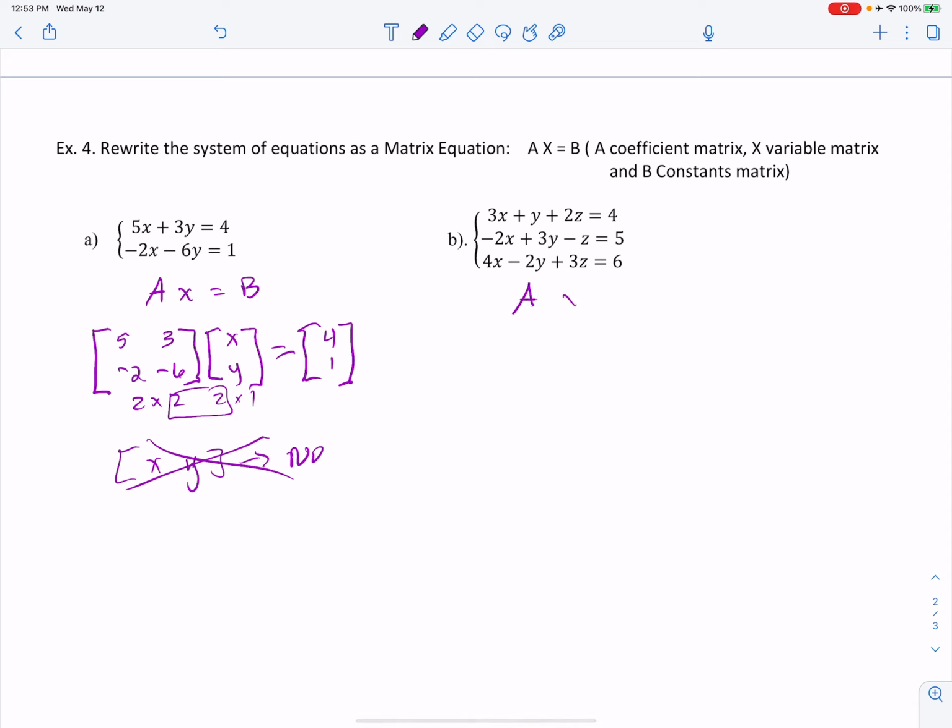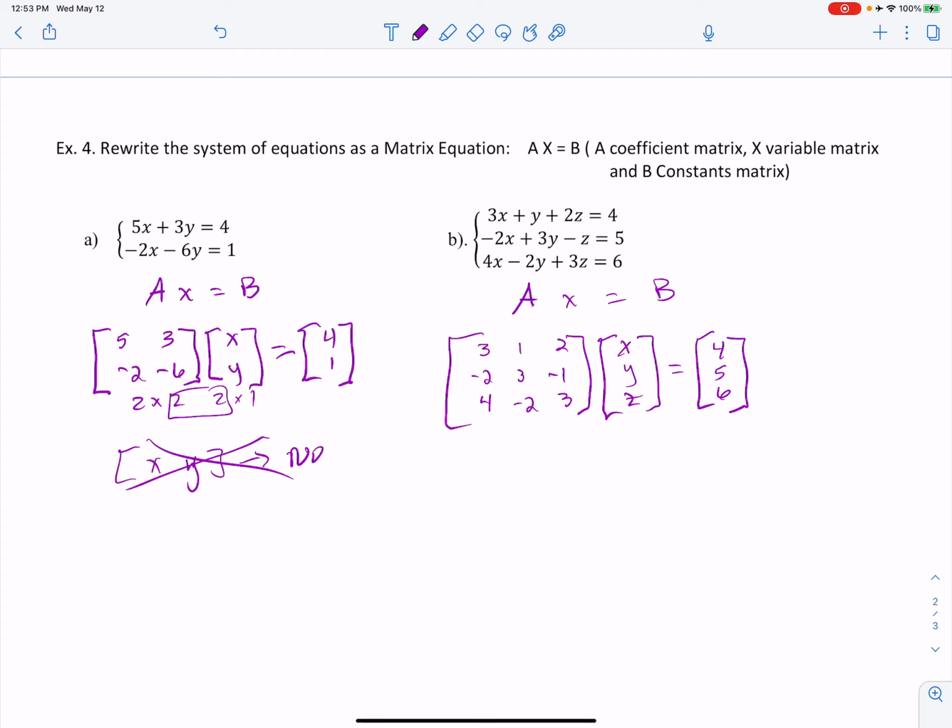If we do a 3 by 3, it looks pretty similar. The coefficient matrix, here are your X coefficients. Your Y's are 1, 3, and negative 2, and your Z's are 2, negative 1, and 3. And then your variable matrix is X, Y, and Z, and it equals 4, 5, 6. And then we're getting set up to solve these. So just setting them up.